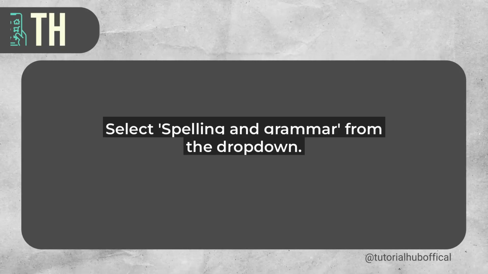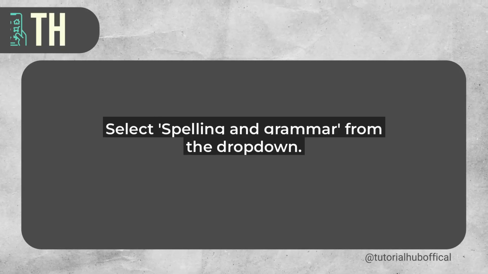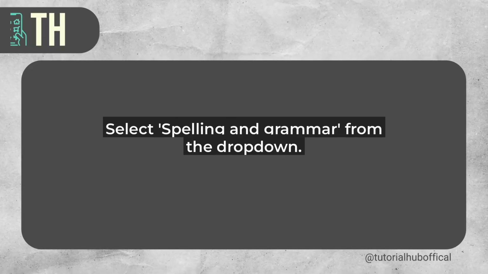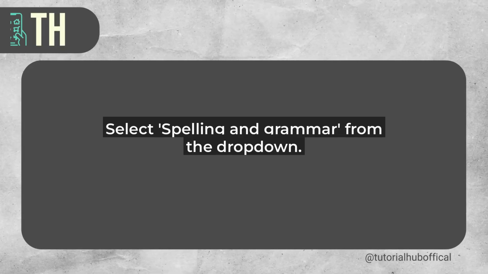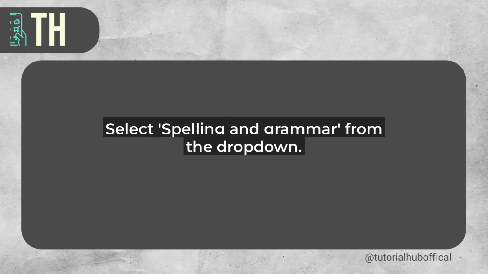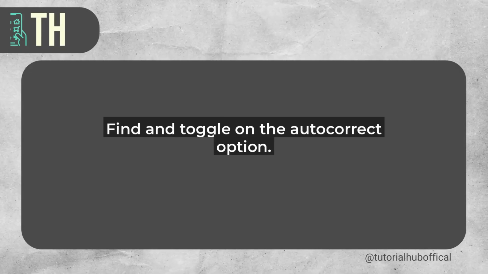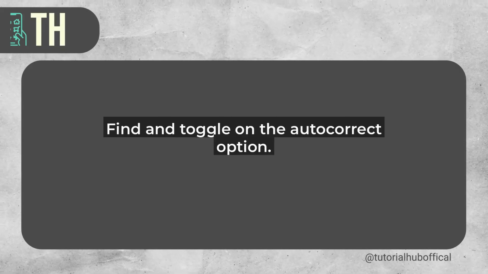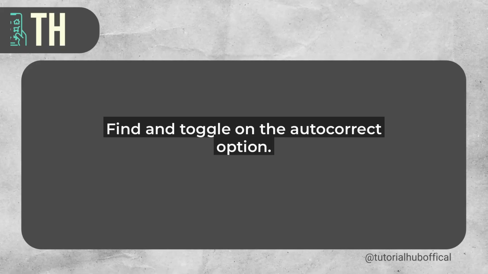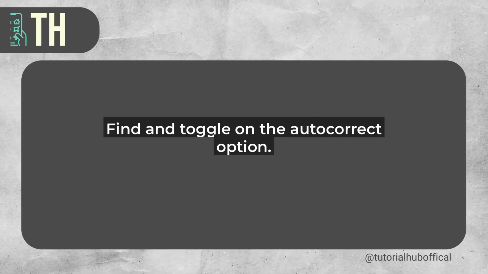In the drop-down menu, select Spelling and Grammar. This will open a submenu where you can fine-tune your preferences. Look for the Autocorrect option, which might be listed under Suggestions or Automatic Corrections. In the 2025 update, Google has made this even more intuitive, so you should see a toggle switch or checkbox to enable it. Simply click to turn it on.